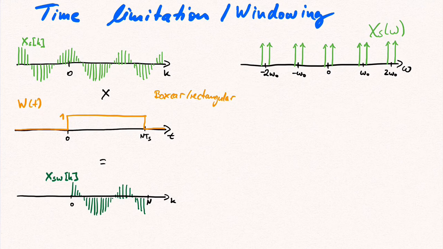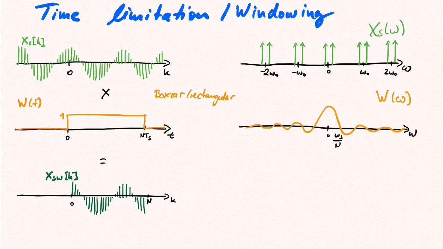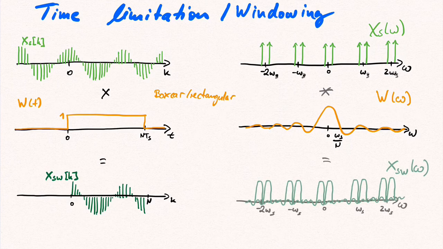To understand the effects of windowing, we'll go back to the frequency domain, where the spectrum of the boxcar or rectangular window w of t is the sinc function denoted W of omega, so that Xsw of omega, the spectrum of the sampled and time-limited or windowed signal, is the convolution of Xs of omega and the spectrum of the window.